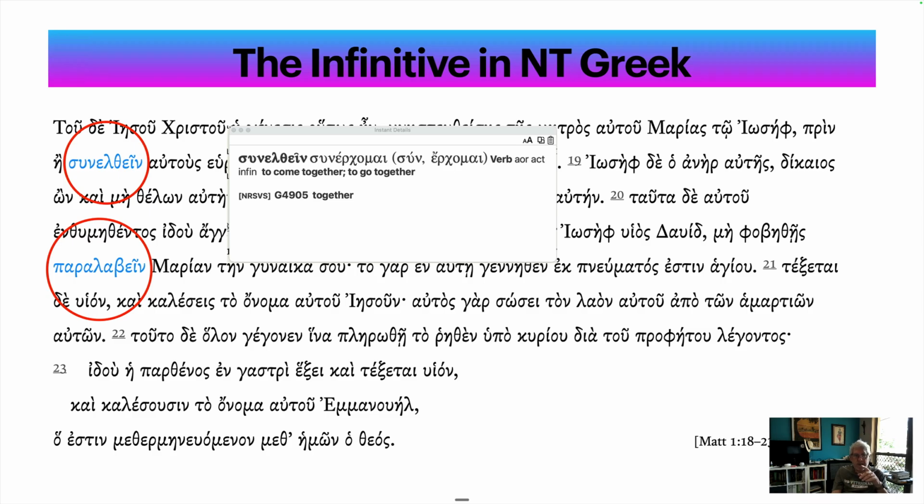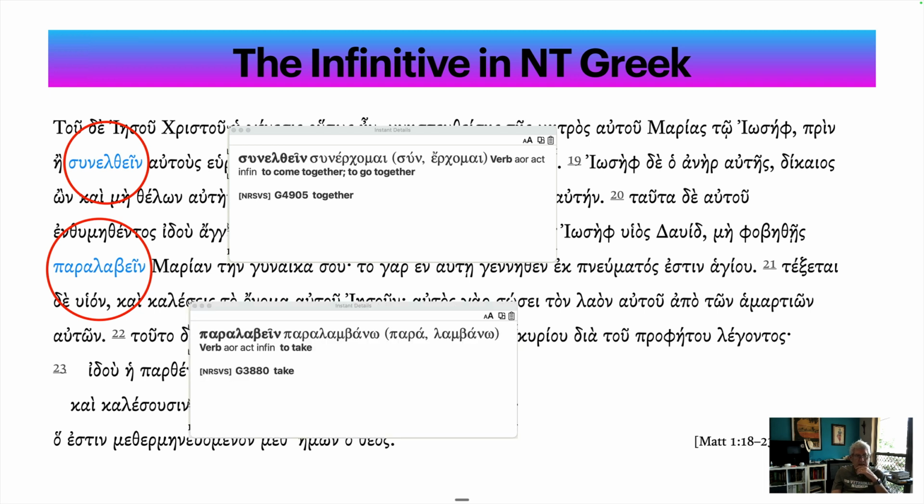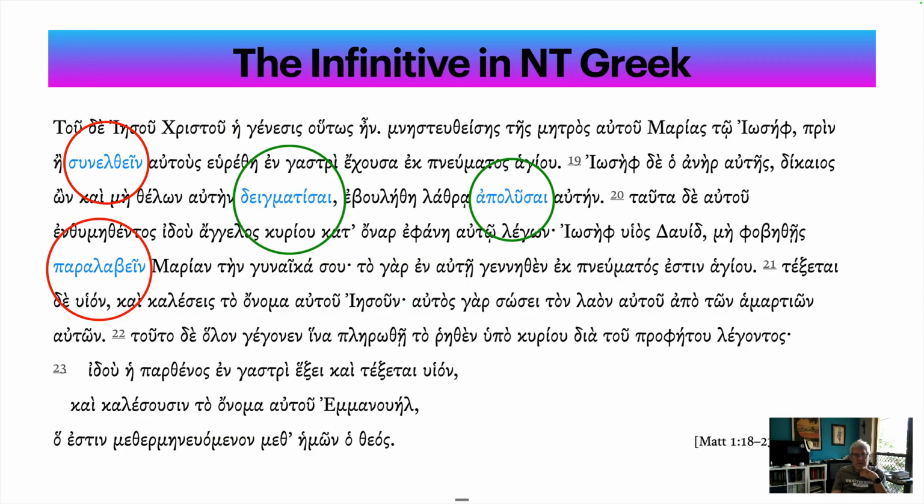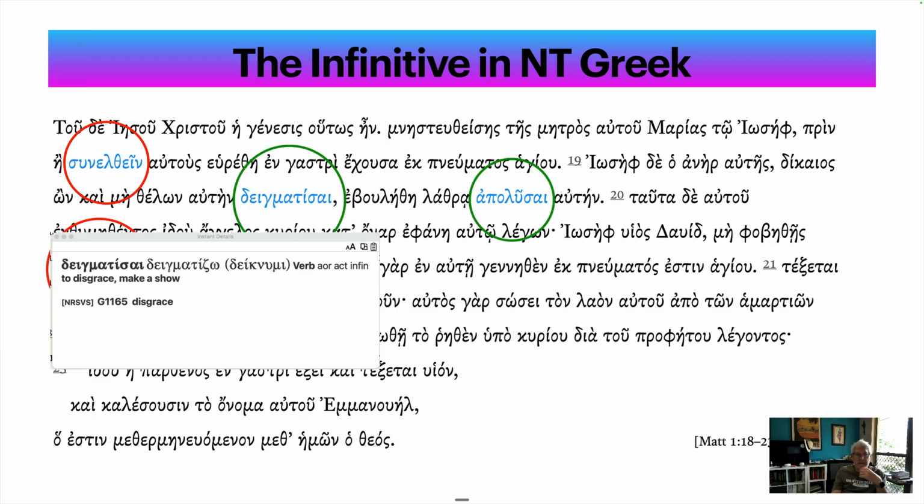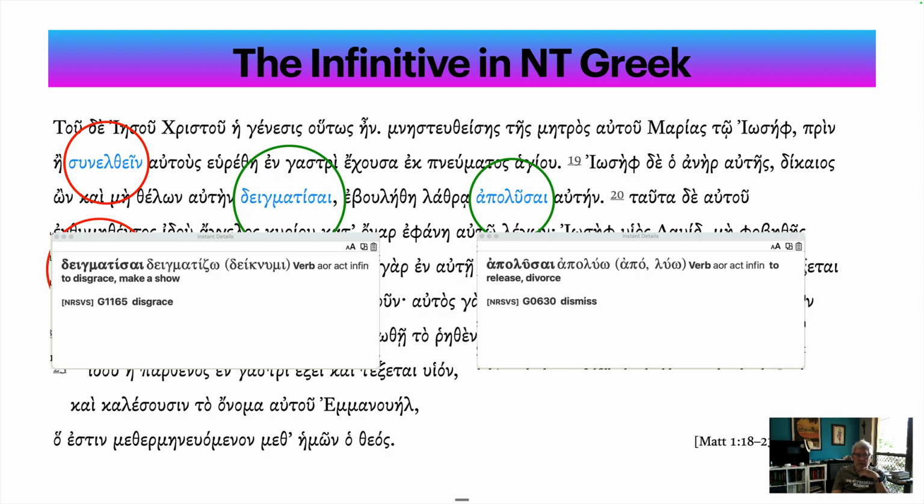Okay, sunelthein is an aorist active infinitive, and the compound verb there is sunerchomai. And paralabein is again a compound verb, paralambano, and again it's an aorist active infinitive, not present as we might have thought. Whereas on the other hand, as anticipated, these other 2 examples, dogmatisai and apolusai, they're both easily recognized as aorist infinitives.